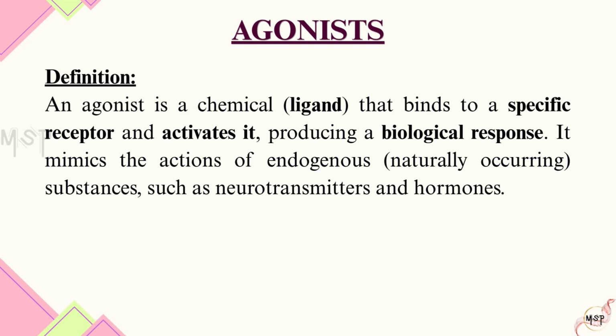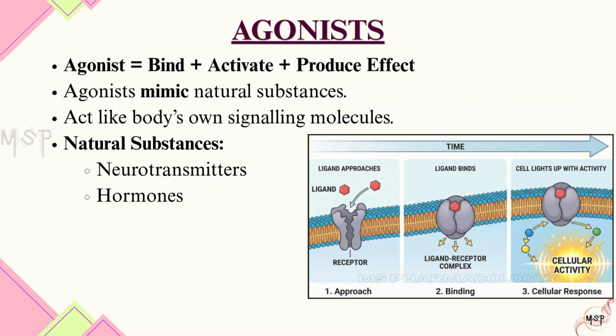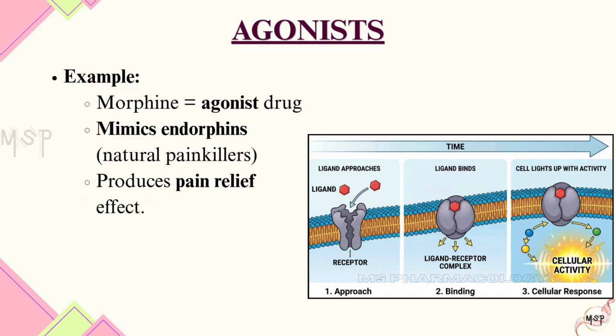An agonist is a chemical, also called a ligand, that binds to a specific receptor and activates it, producing a biological response. Think of it this way: agonist is the sum of bind, activate, and produce effect. Agonists mimic the actions of substances your body already makes naturally, like neurotransmitters and hormones. For example, the drug morphine mimics your body's own natural painkillers, the endorphins.